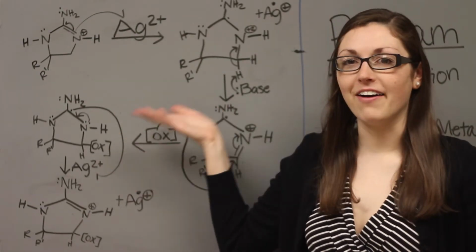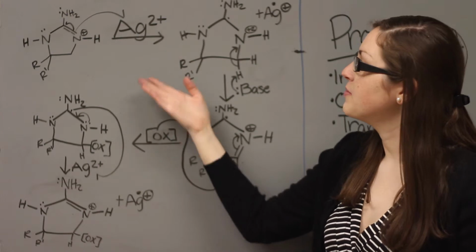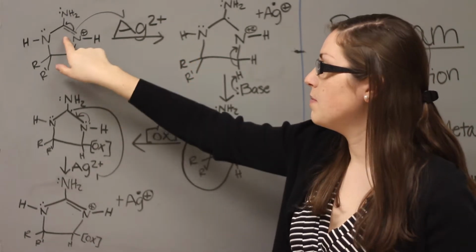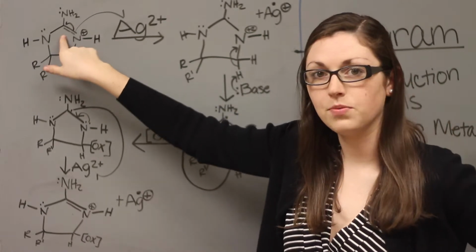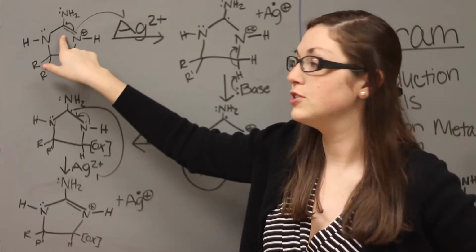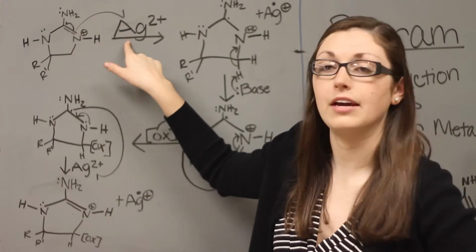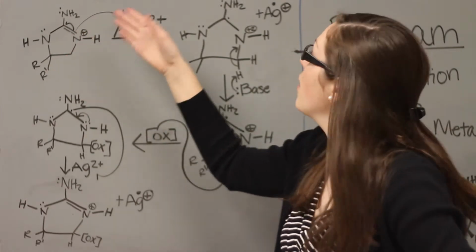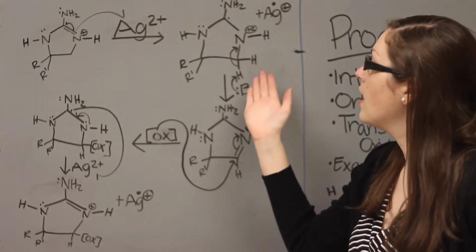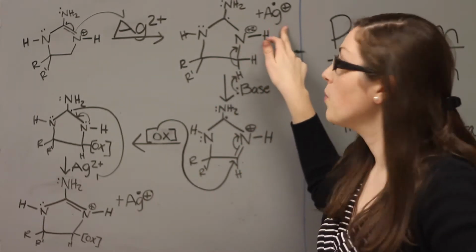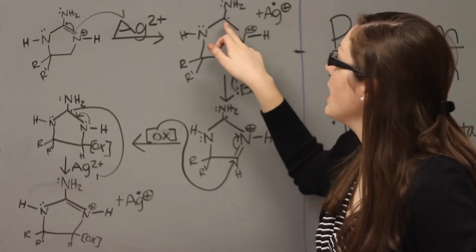Here, as you can see, we have an example of an oxidation with silver 2+. So in this first step, the double bond from the carbon to the nitrogen will undergo heterolytic cleavage, pushing one electron to this carbon, and the silver will take away one electron. So now, as you can see, as the product, you would have silver with a 1+ charge and a carbon with a radical.